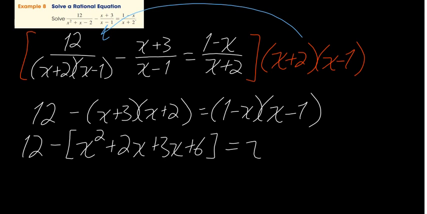We've got x, and then we've got a 1 times a negative 1, so that's going to be a negative 1. And then a negative x times x, that's a negative x squared. And then negative x times a negative 1 gives me a positive x.